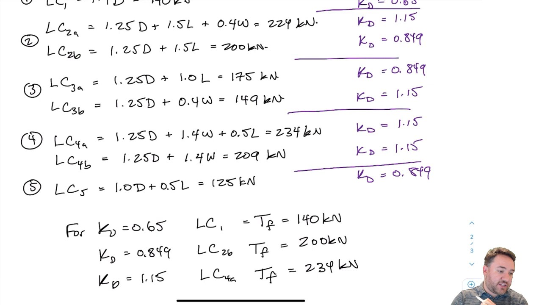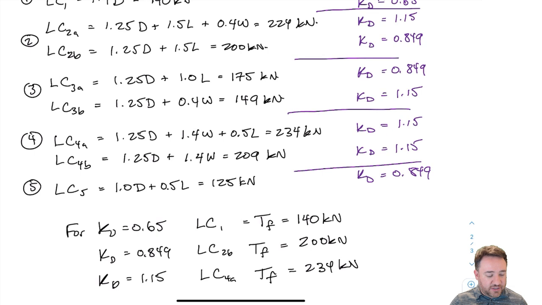But on the other side of the equation, when I calculate my TR, my resistance, I'm going to apply a KD of 1.15, which increases my strength. So it has a higher factored load, but it also has a higher strength, right? TF2 has a lower factored load, but it also has a lower strength because I have to modify it by KD equals 0.849, right? And TF has a lower load still, but also a lower KD. So it's not clear looking at these which one necessarily is going to govern.